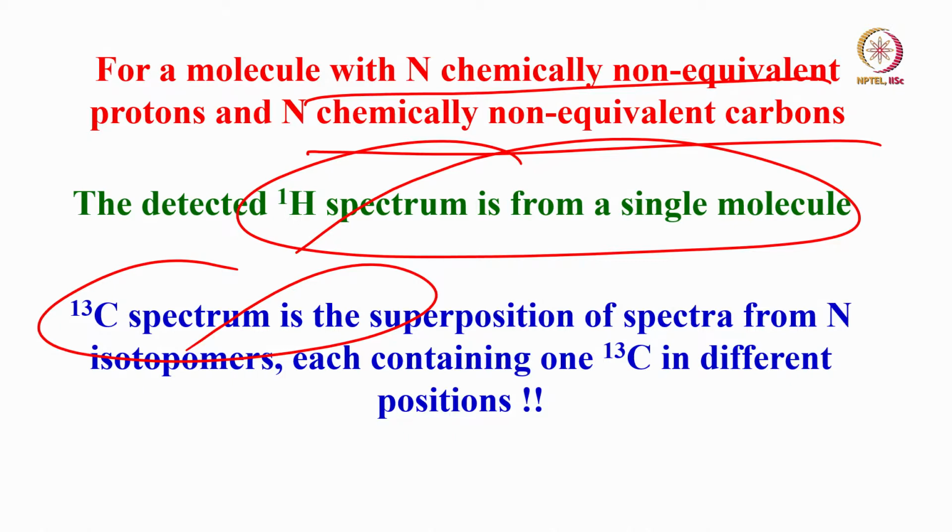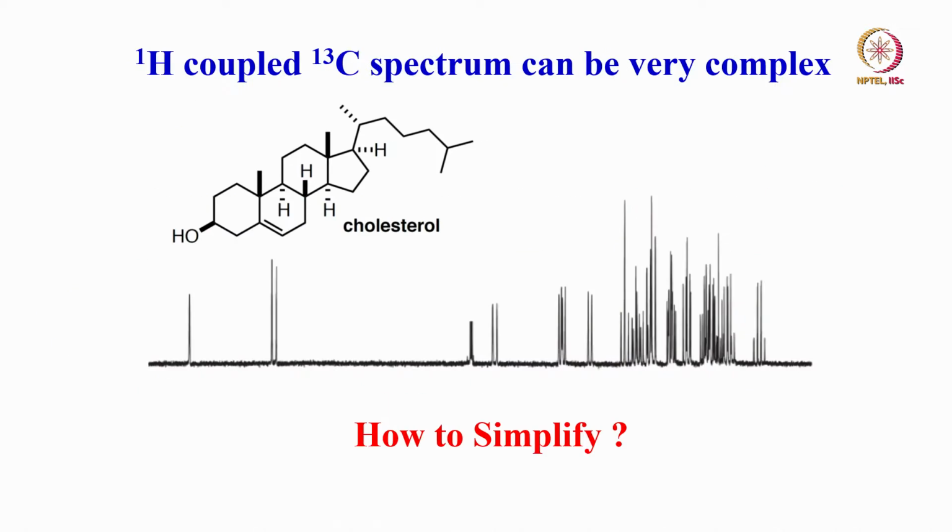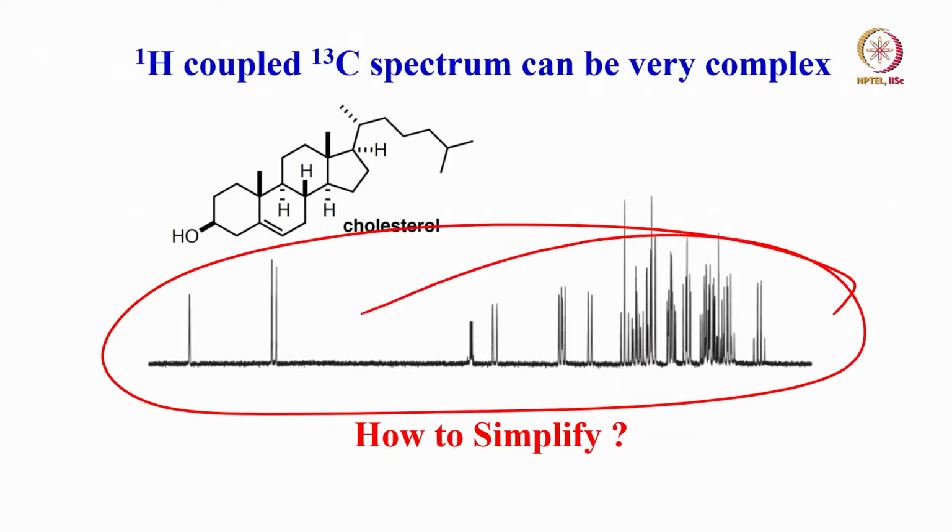There are n carbons in which each spectrum corresponds to one molecule where one carbon is in carbon 13 state. That is the important point. So now the question is, generally you get a carbon 13 spectrum like this. How do we simplify this? If you get it like this, with all the long range proton-carbon couplings and one bond proton-carbon couplings, then it is very, very complex. This is as complex as a proton spectrum to analyze.